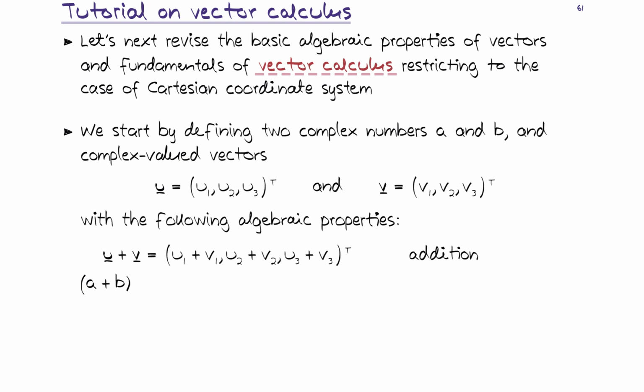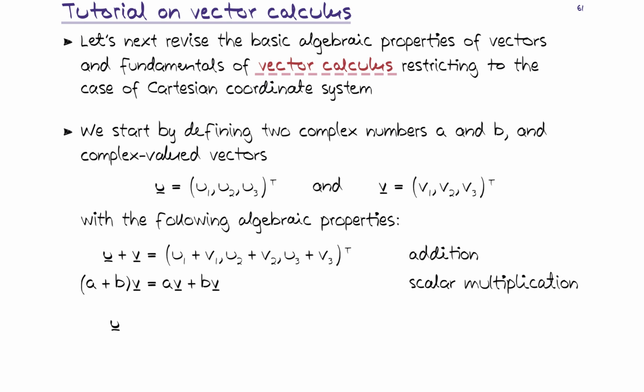We can also multiply vectors with scalars. We can take these two complex numbers and multiply them with the vectors. This operation is done by multiplying the vector u with the first complex number a, and then summing it with the vector v multiplied by the second complex number b. This is known as scalar multiplication, and this is how it's done.